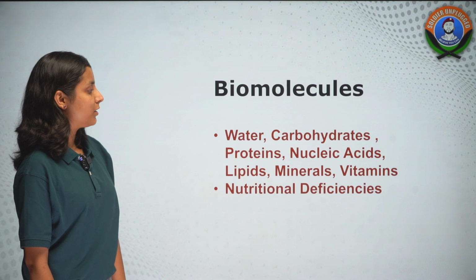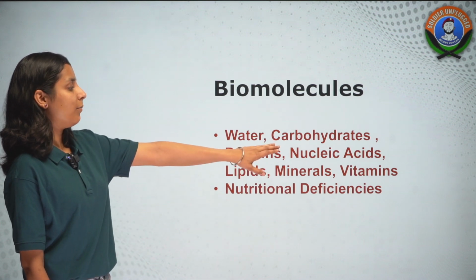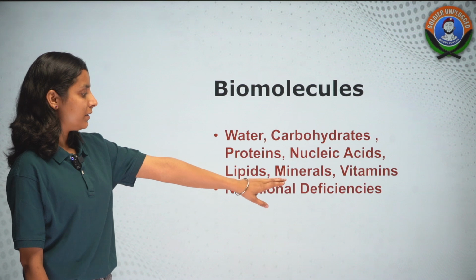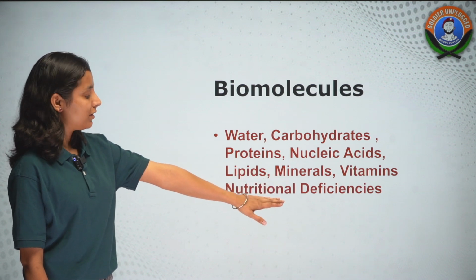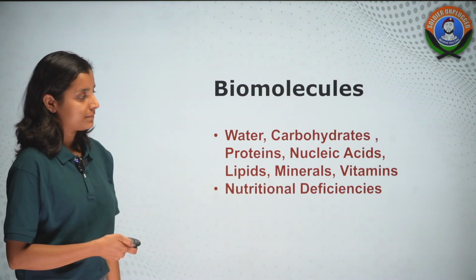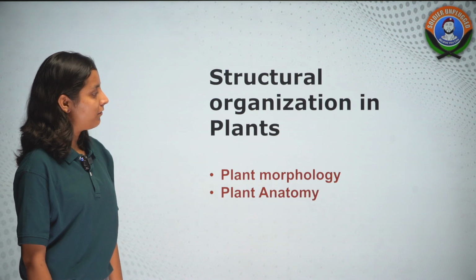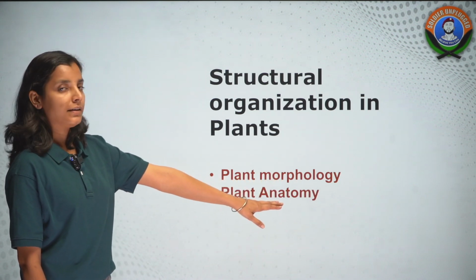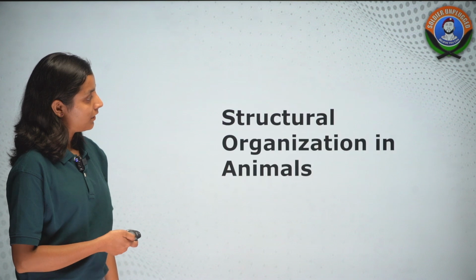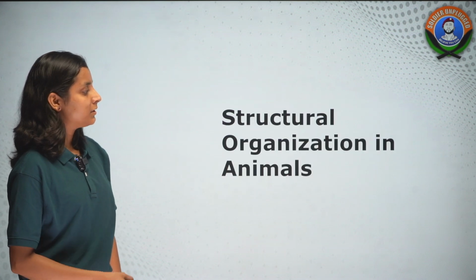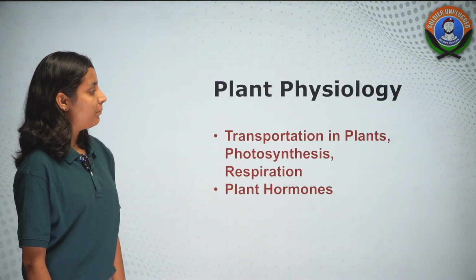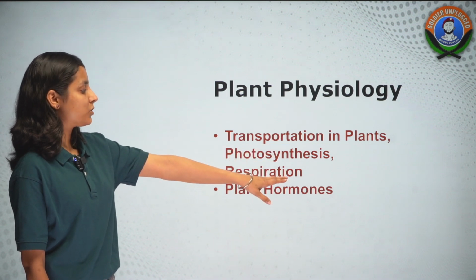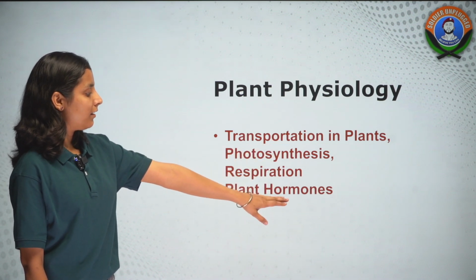Then we have biomolecules. In this we'll talk about water, carbohydrates, proteins, nucleic acids, lipids, minerals, vitamins, and this is the important one, that is nutritional deficiencies. Then we have structural organization in plants. Under this we will study plant morphology and plant anatomy. Then we have structural organization in animals. Then plant physiology. In this we will study transportation, photosynthesis, respiration and so on. And then plant hormones.